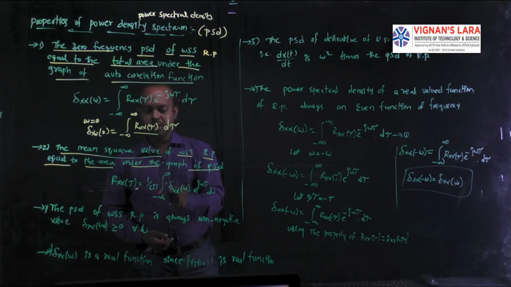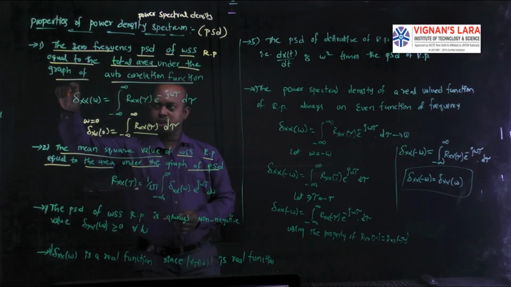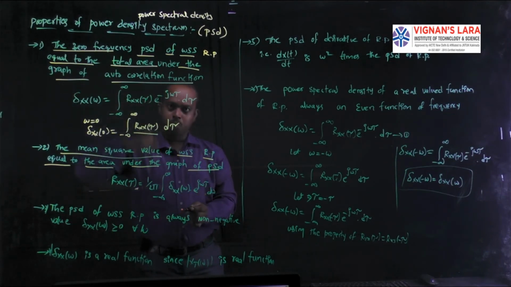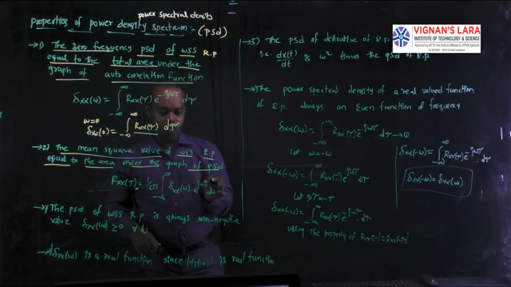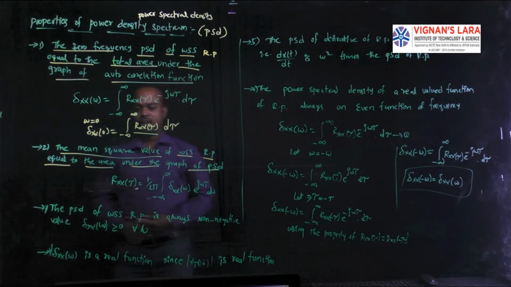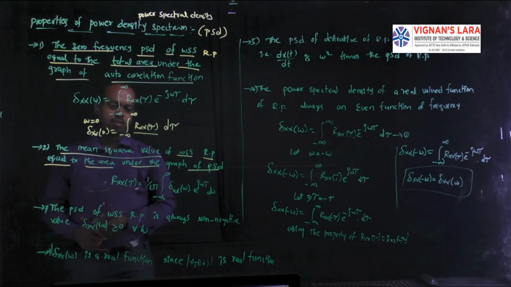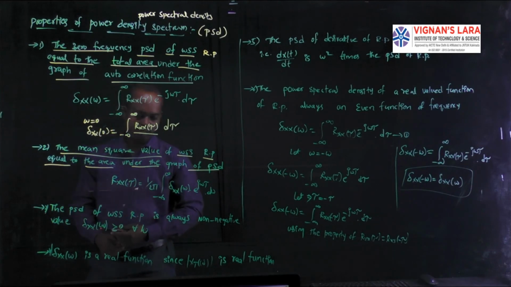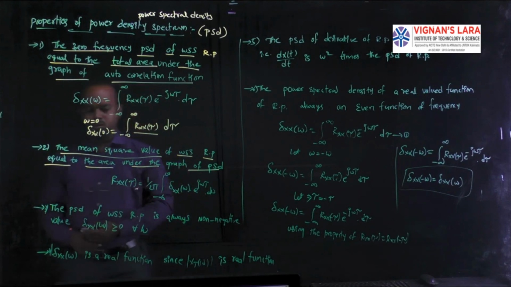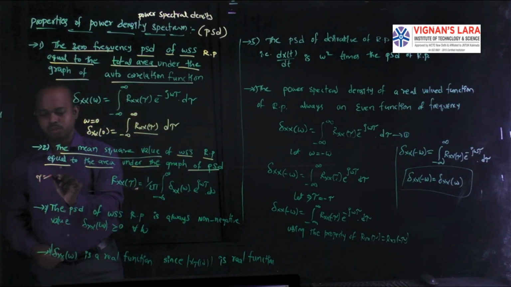There is 1 by 2 pi integral from minus infinity to plus infinity. Moving this integration to this side, S_X(omega), and the negative sign will change to a positive sign, like e^(j omega tau), and tau is represented with omega. In this relation, what it is saying is that the mean square value of a WSS random process is equal to the area under the graph of the power spectral density. In this relation, you have to keep the tau value as 0. Tau is equal to 0.